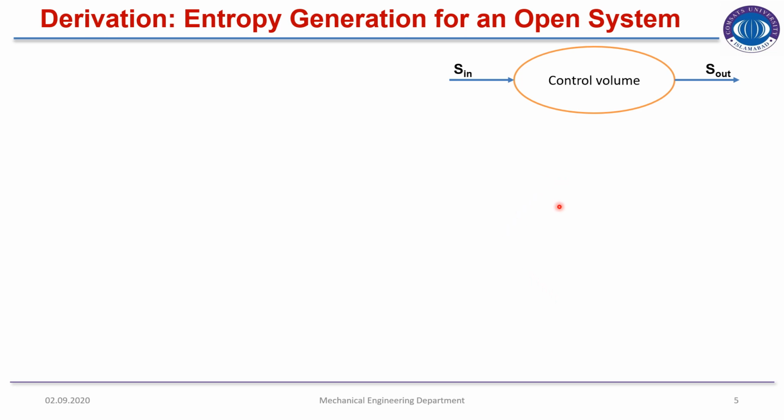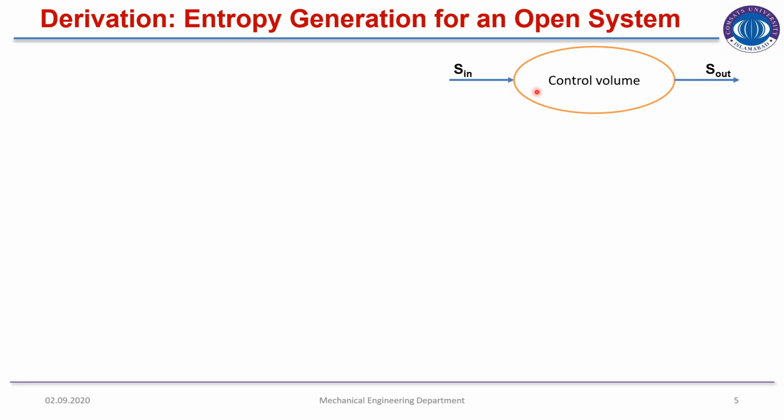So let's suppose here we have a system. The boundary represents the control volume. This is an open system, therefore there will be a change of entropy due to mass flow. So there is a certain amount of entropy that is entering into the system and a certain amount of entropy that is exiting out of the system.